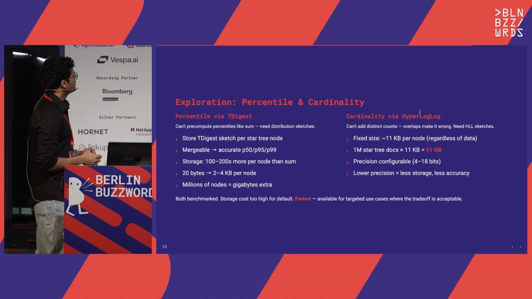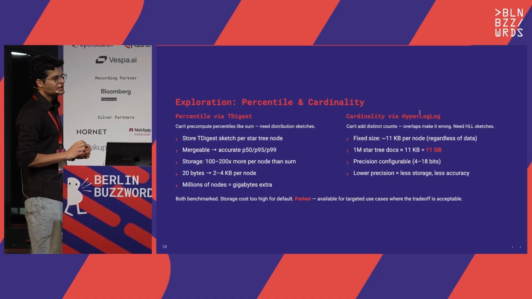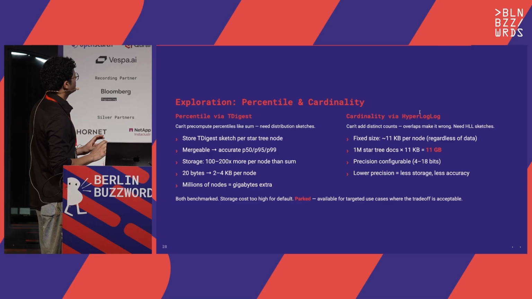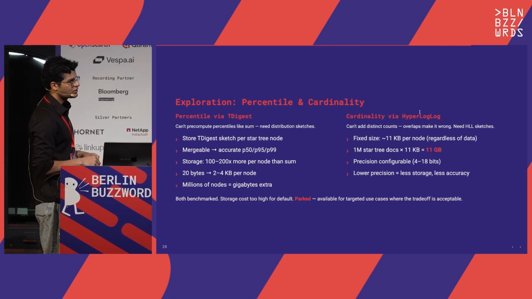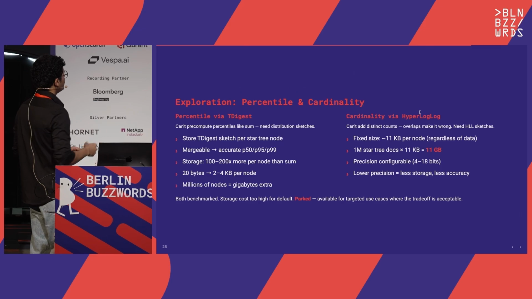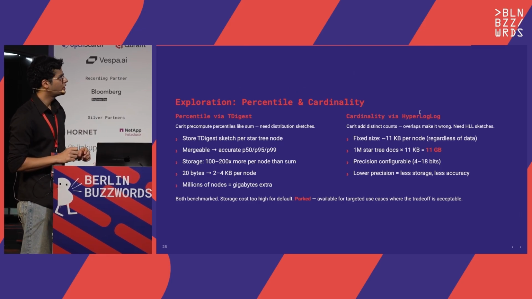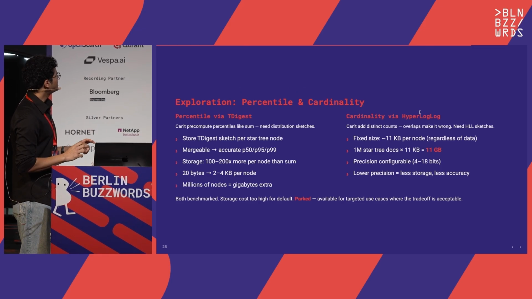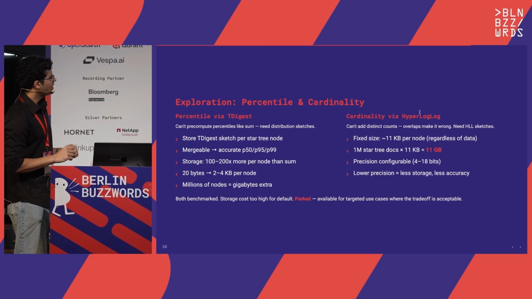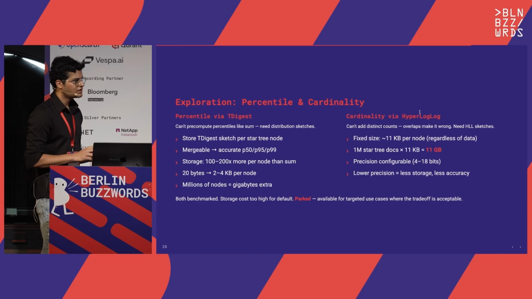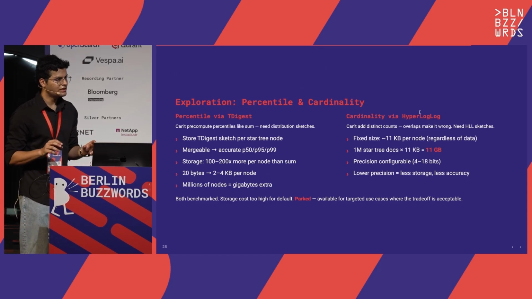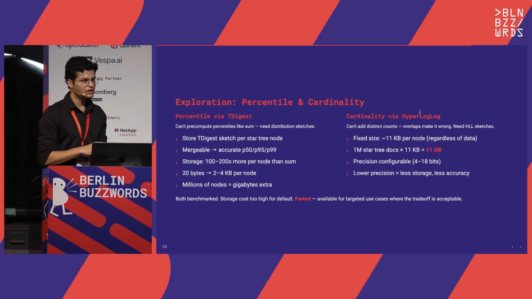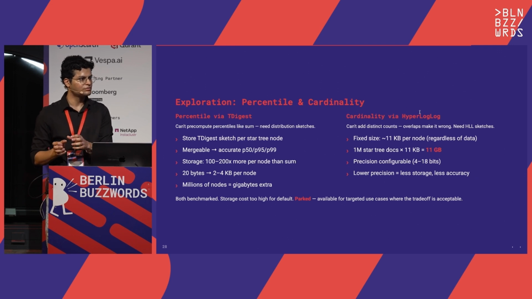Okay, so let's talk about two more aggregation types, percentile and cardinality, which we explored. Percentiles first. P50, P95, P99 latencies are there on every dashboard, right? The main challenge in supporting percentile aggregations using star tree is that percentiles cannot be aggregated in the same way you can a sum. Two sums can be added together to get a correct larger sum, but two percentiles cannot be averaged out together to get a correct percentile, right?